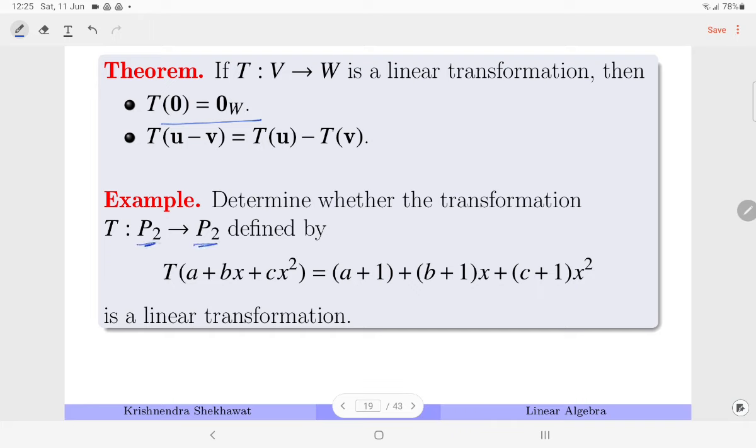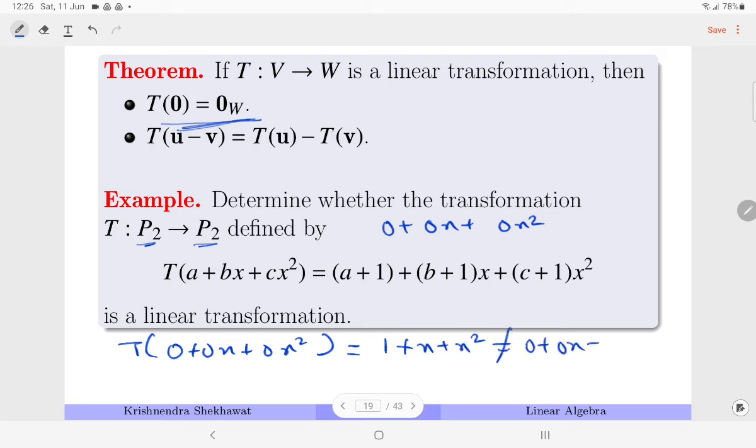So V and W are P2 only, so its 0 vector is 0 plus 0x plus 0x square. Now if you compute T of 0 plus 0x plus 0x square, it should be equal to 0 plus 0x plus 0x square using this property. But now if you see it, it is coming out to be, a is equal to 0, so 1 plus x square, which is not equal to 0 plus 0x plus 0x square, and therefore T is not a linear transformation.